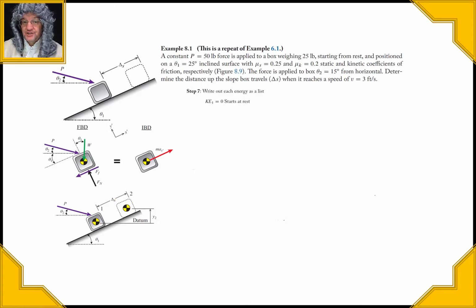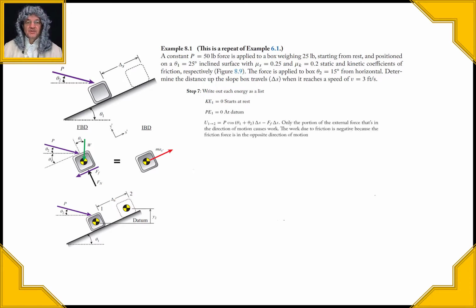We know that it starts at 0, so the initial kinetic energy is 0. It starts at the datum, so the initial potential energy is 0. It moves upwards along delta S, right? But the thing we want to notice is that it's only the force in this direction that we care about. So we need to find out what that horizontal force is. This is P right here, but some of that force is only causing the thing to be pushed down harder against the surface, right? So that's the work that's being added.